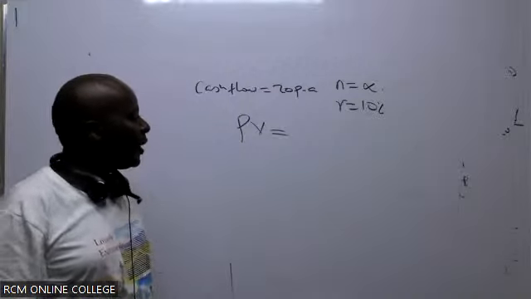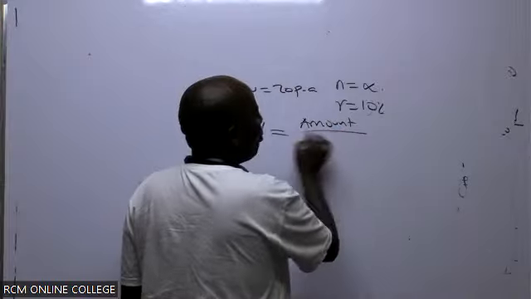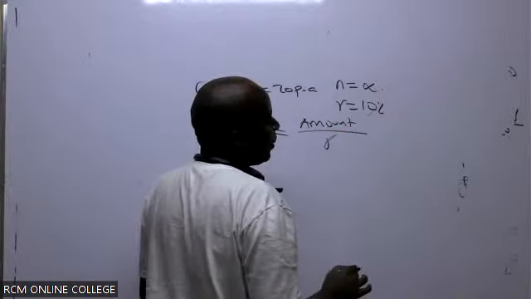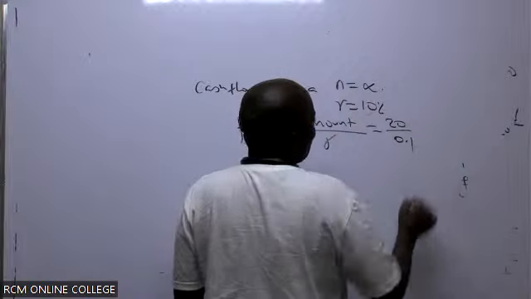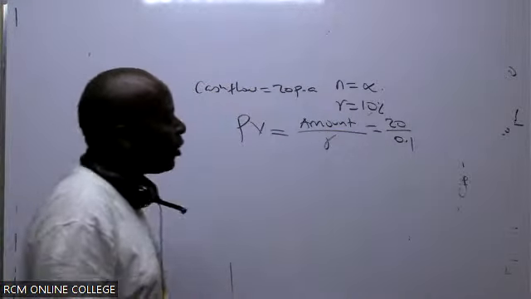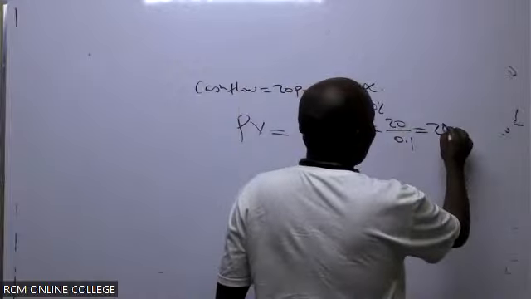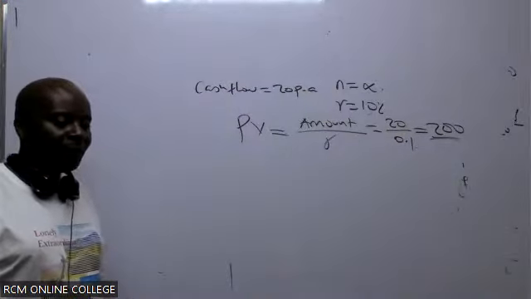Thank you very much, Javan. Javan amesema straight away mwalimu ni amount ama cash flow divided by R. Kwa hivyo inamaanisha this one will be 20 divided by 0.1 because 10% is 0.1, which will end up giving me 200.